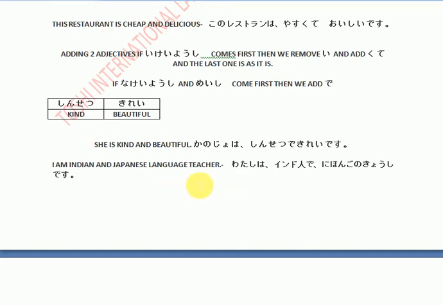I am Indian and a Japanese language teacher. Here, Indian is a noun, and Japanese language teacher is also a noun. So we are adding two sentences with nouns. Watashi wa Indojin de Nihongo no kyoshi desu. So na adjective and noun follow the same rule, onaji rule desu ne. You have to put de to add.